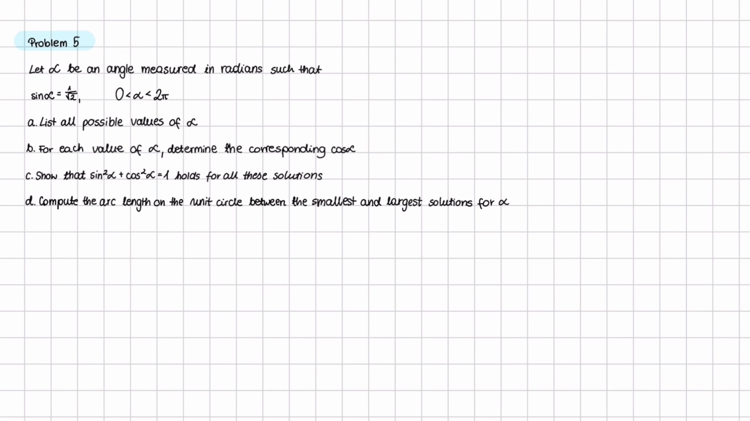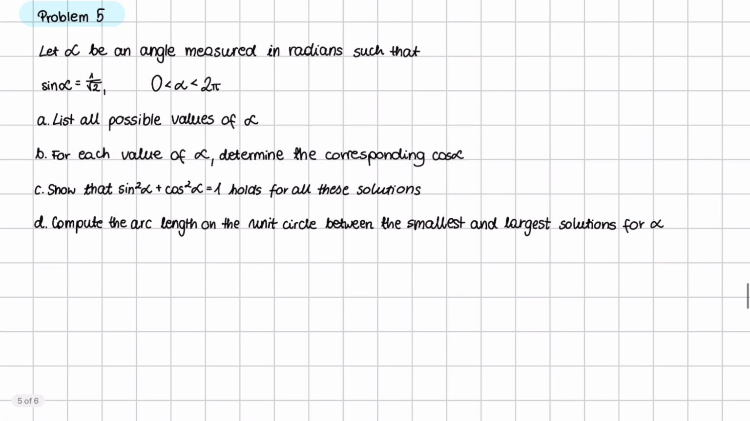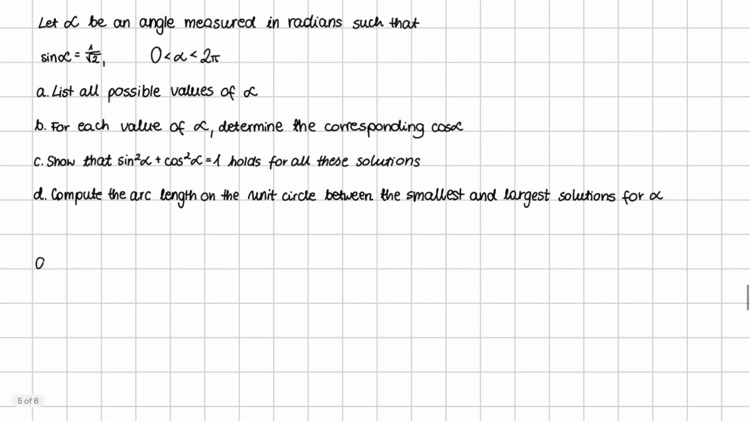Problem 5. Let alpha be an angle measured in radians such that sine alpha equals 1 over square root of 2, and alpha is from 0 to 2 pi. A. List all possible values of alpha. So we can do it either in our solver or in the graph function.